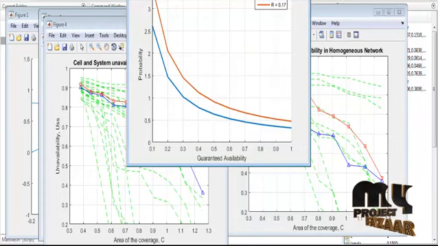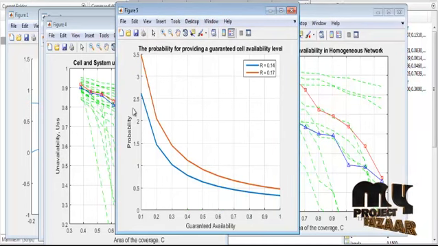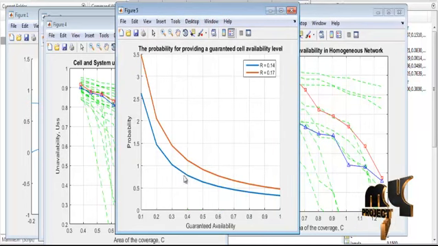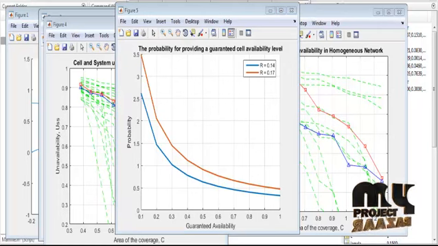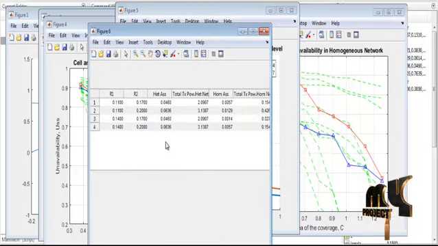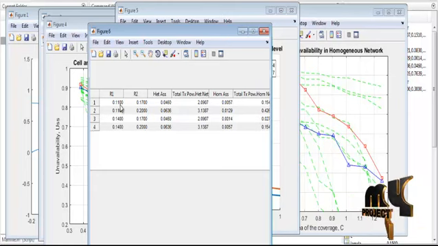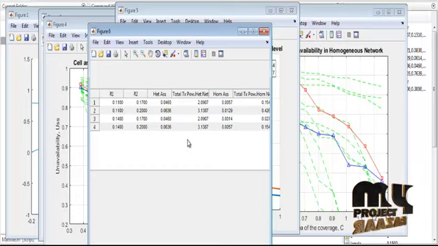Then figure 5 represents the probability for providing the guaranteed cell availability. So this is the guaranteed level of cell availability in this form. Then this is the chart for receiver 1 and 2, like TX, RX. Those values are plotted in this table format.